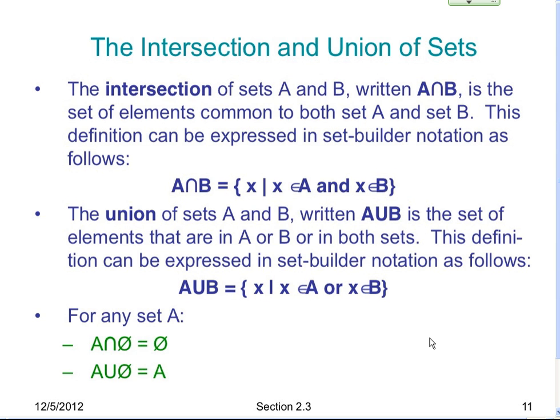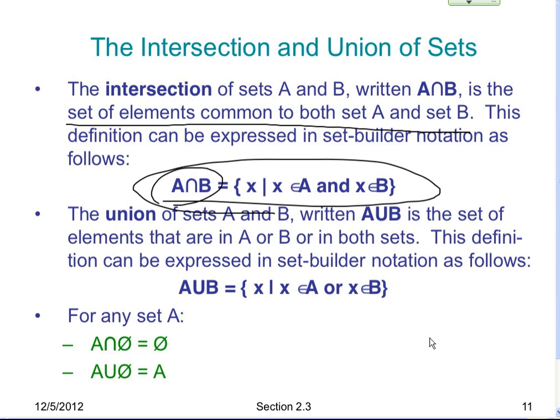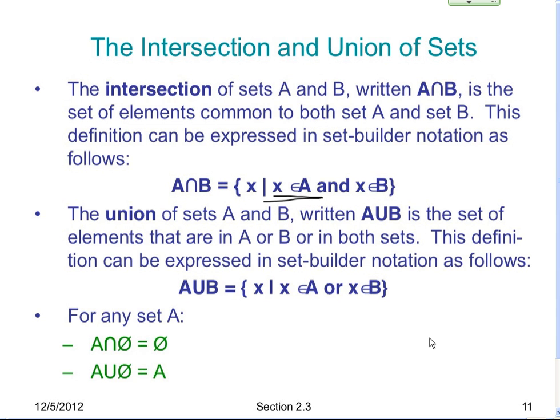The intersection of sets A and B, we use this symbol right here. It looks like an upside down U, and is the set of elements common to both. In set builder notation, A intersect B is equal to the set of all X such that X is an element of A and X is an element of B. With an intersection, it's always going to be an AND.